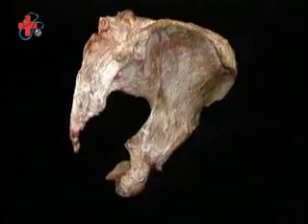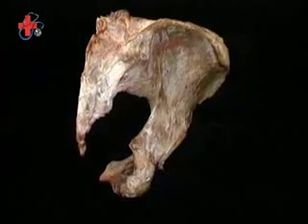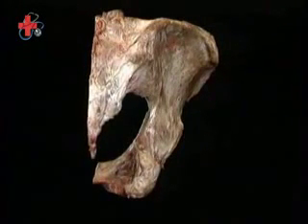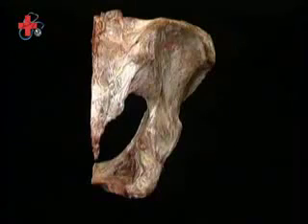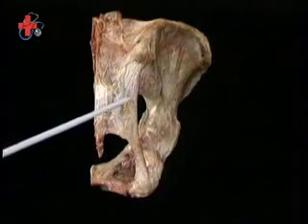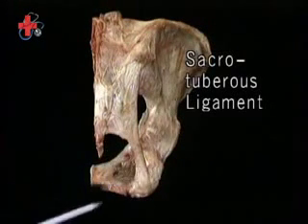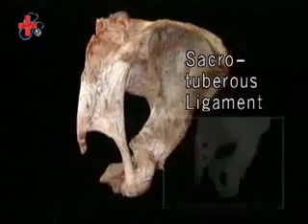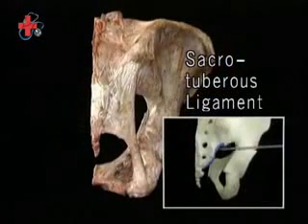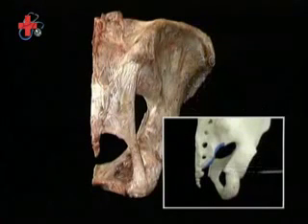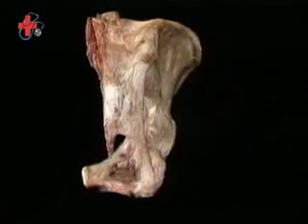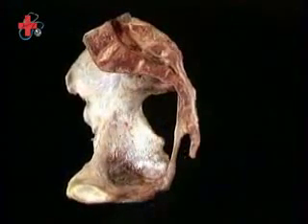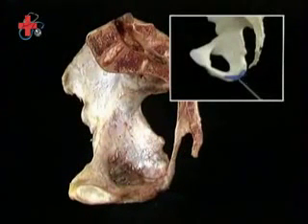In addition, the sacroiliac joint is strengthened by two major ligaments which pass from the sacrum to the ischium, the sacrotuberous and sacrospinous ligaments. Here's the sacrotuberous ligament. The sacrotuberous ligament arises here on the back of the sacrum. It passes laterally, downward, and slightly forward. It's inserted here on the ischial tuberosity.